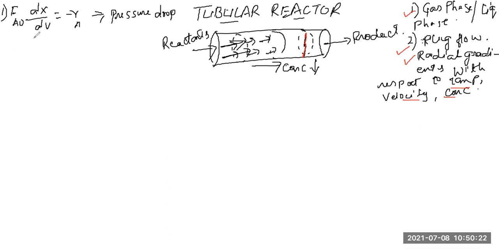The second case is if there is heat exchange between this flow reactor and the surroundings. Then we will use this differential form of the equation.